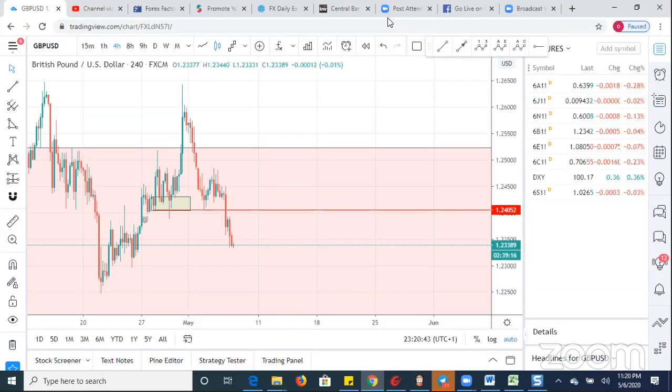Back to the questions, sorry. All right. Can you explain how we use OTE? I will explain OTE, but maybe not today. Doji candles can be marked as breakers. Yes, doji candles can be marked as breakers.